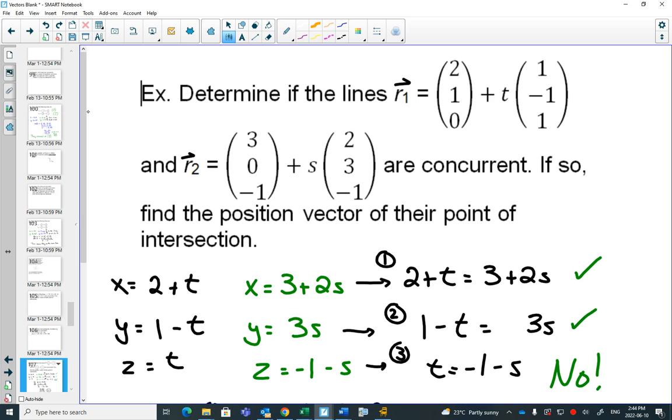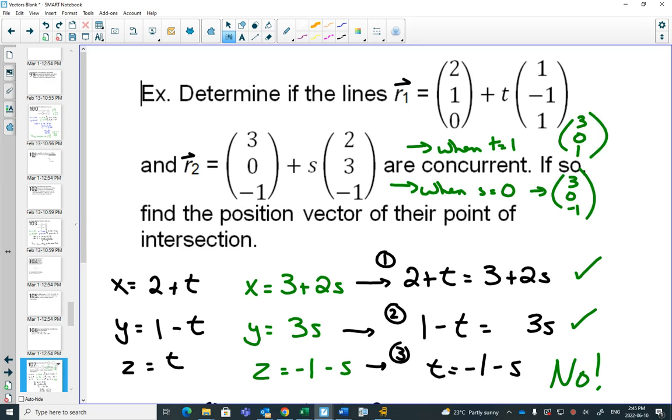If I plug in 0 for s, do you see that I get 2, I get 3, I get 0, and I get -1. When t is equal to 1, can you see that I get 3, I get 0, but I get +1? And it makes sense that the x and the y are the same because I used equation 1 and 2 to solve for s and t.